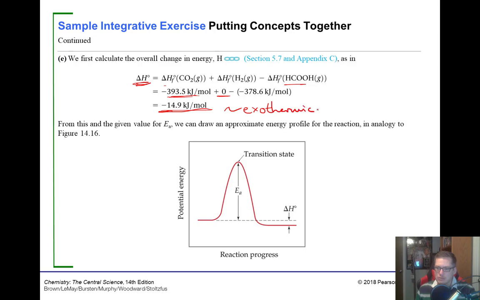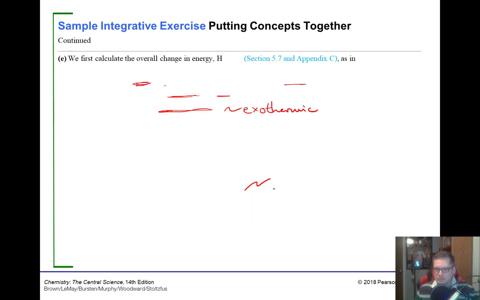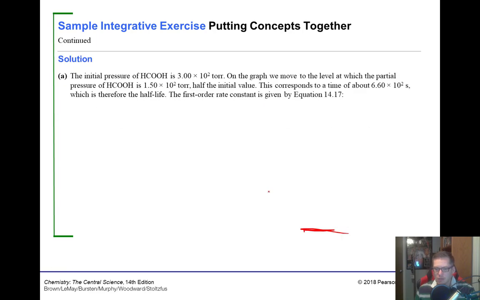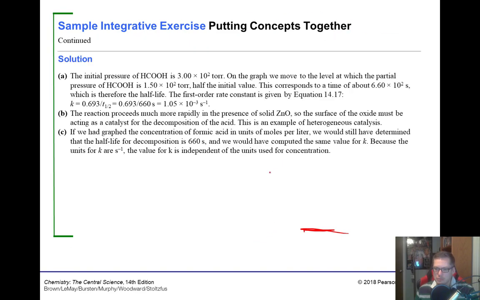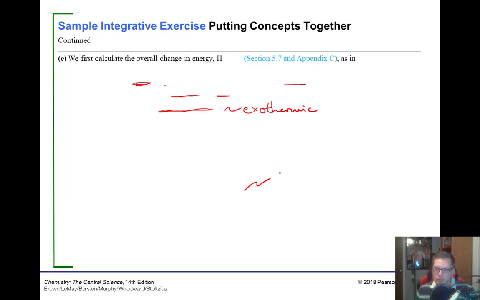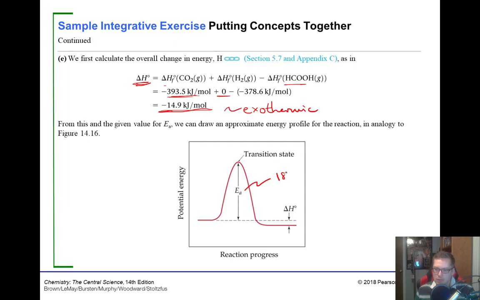Then they drew the energy profile here. You've got your potential energy and your reaction progress. Your activation energy would have been this much here, and they told us that the activation energy is 184 kilojoules per mole. And then the delta H, notice that they made it an exothermic reaction, so this delta H value here would have been our 14.9 kilojoules per mole.